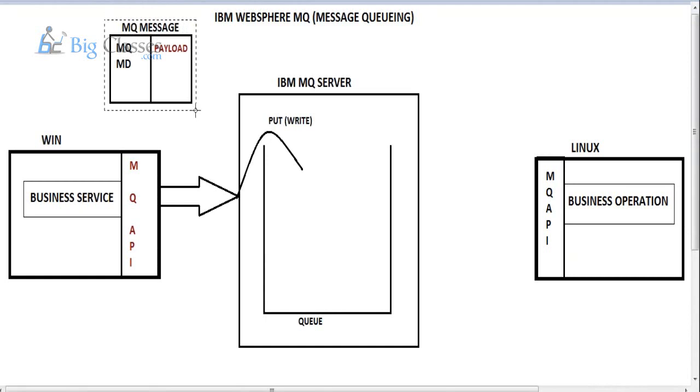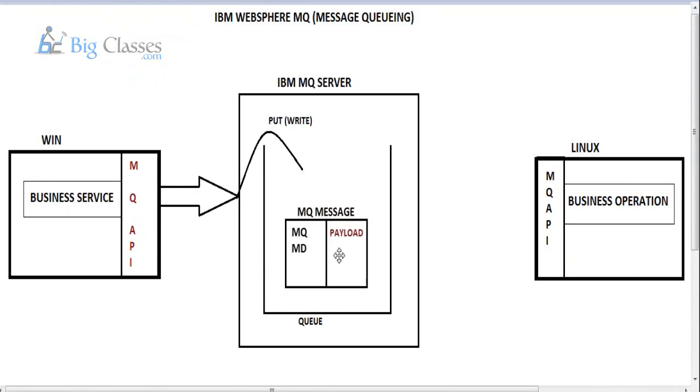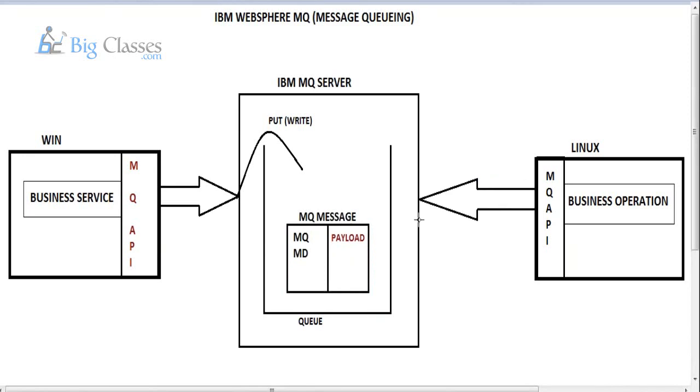Business service delivers its data as a message to the MQ server. In the MQ server, the message is available on Q. If the remote service is available online, it connects to the IBM MQ server and gets the message from Q. See here, on the MQ server, the major operations are put and get. Put is nothing but write. Get is nothing but read.